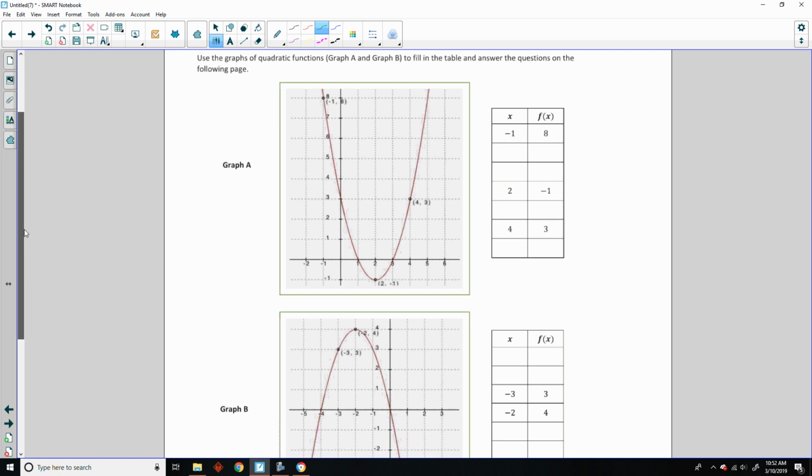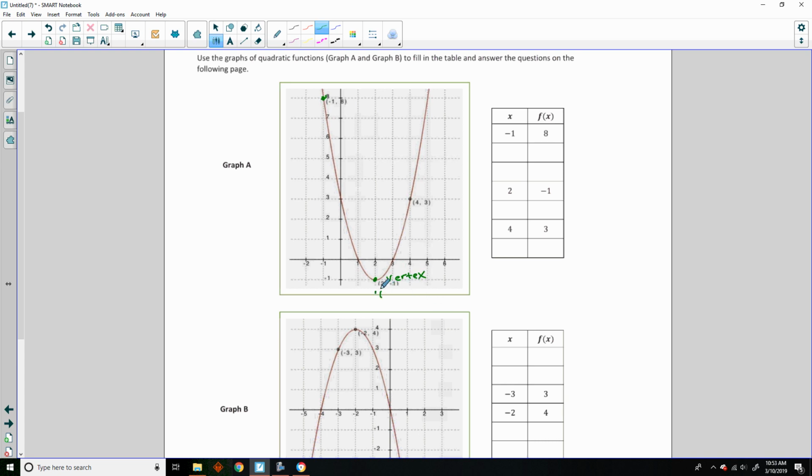Exploratory challenge 2. Use the graph of the quadratic functions, graph A and graph B, to fill in the table and answer the questions on the following page. So here's graph A, and here's a table. So at -1, so that's right here, we have to go up, and that is the point 8. So -1, 8 is right here. Then we jump over to 2, -1. So we went over to 2, and we had to go down to -1, and there's our point right there. And what is that called? That is the vertex. That is the lowest point on the graph.